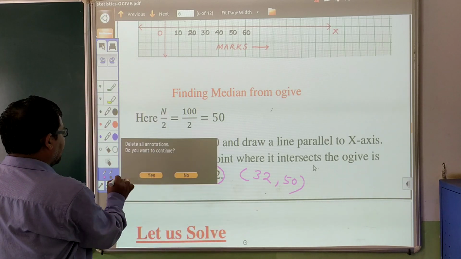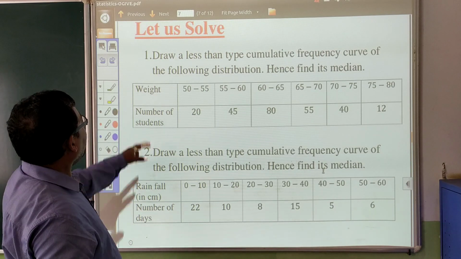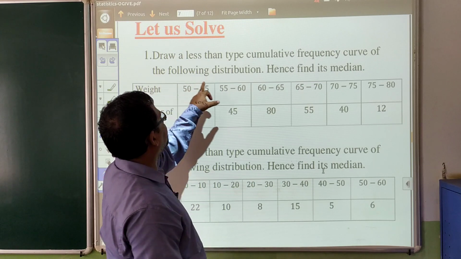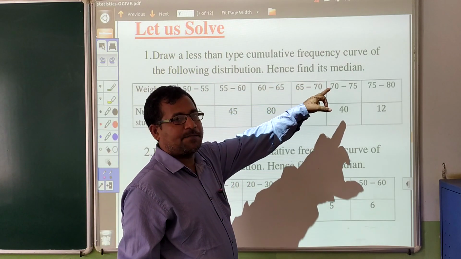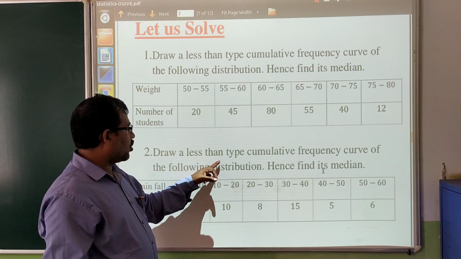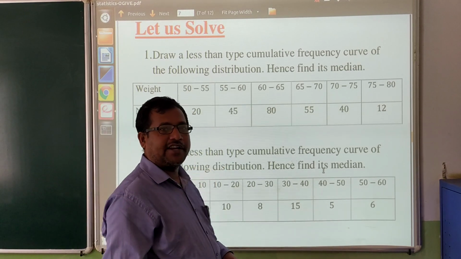Okay. Now there are some questions for you. You can see, draw a less than type cumulative frequency curve of the following distribution, hence find its median. Here also you have to draw a less than type cumulative frequency curve and find its median.